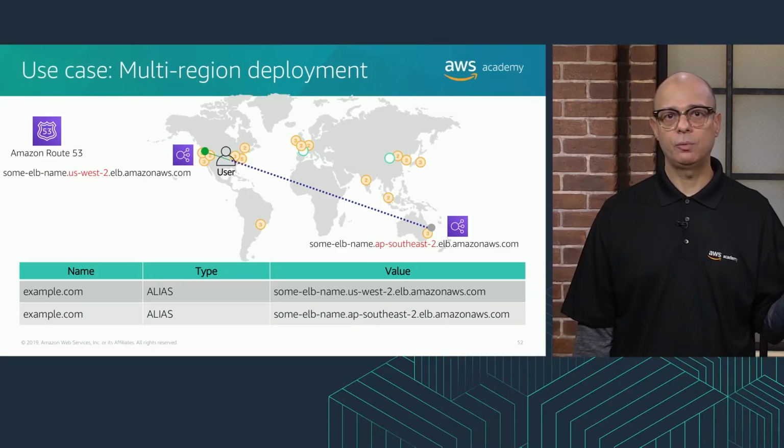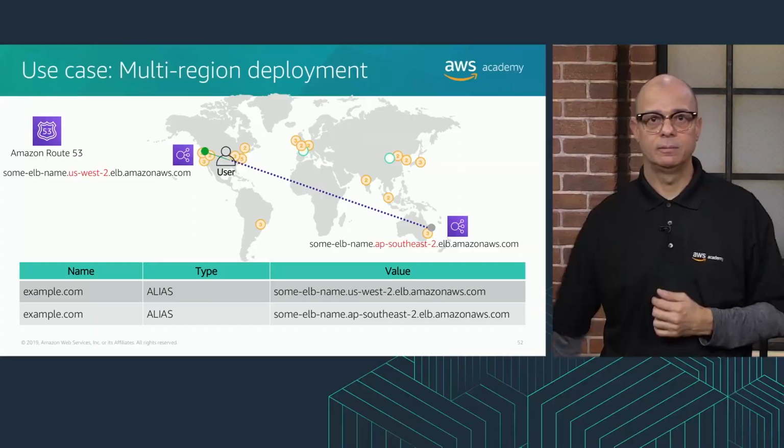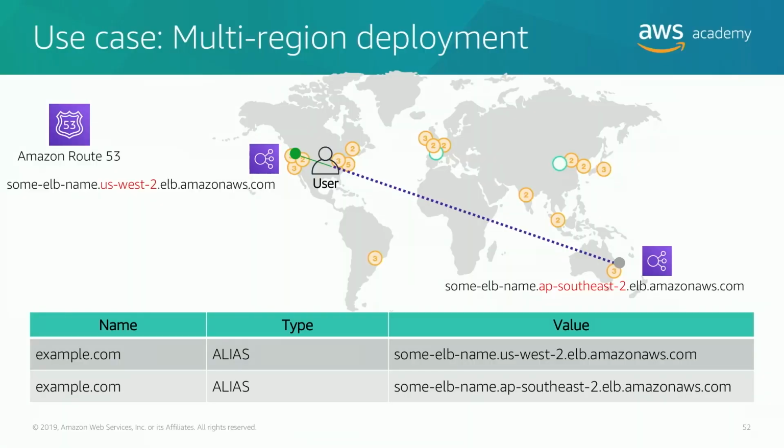Here we see an example of multi-region deployment with geolocation. With Amazon Route 53, the user is automatically directed to the Elastic Load Balancing that is closest to the user. Multi-region deployment of Route 53 enables latency-based routing to the region and load balancing routing to the next Availability Zone.